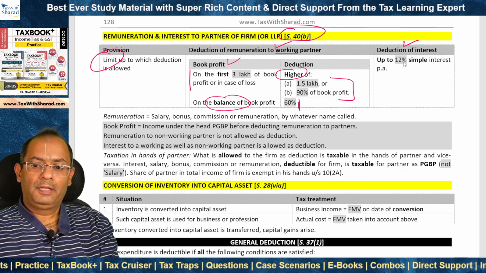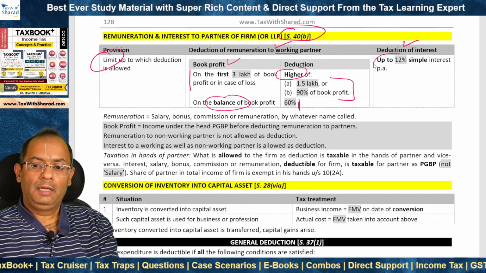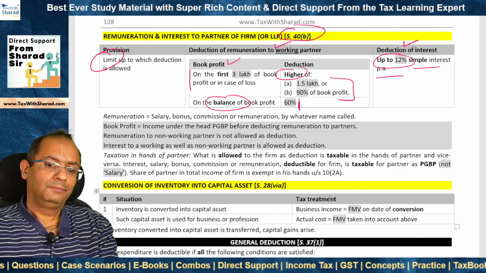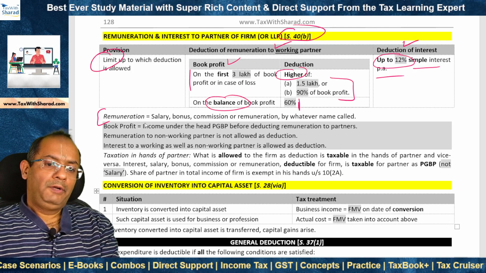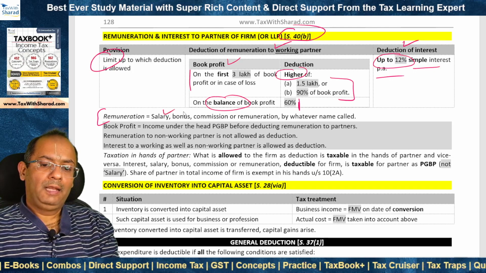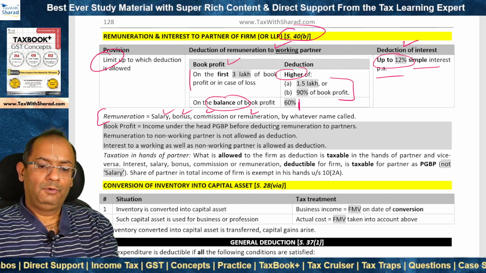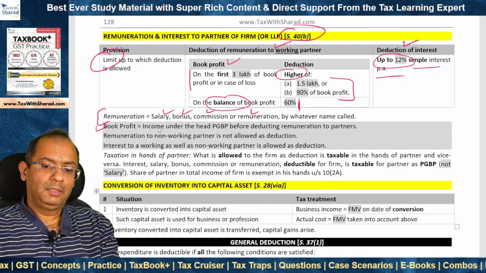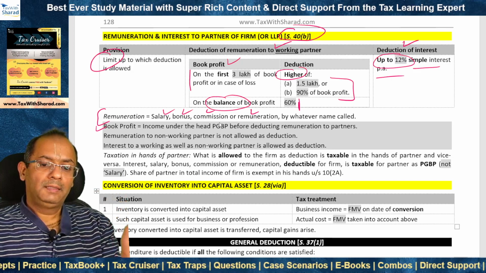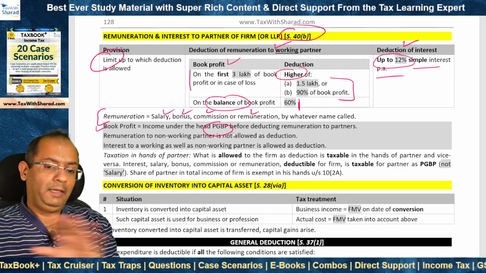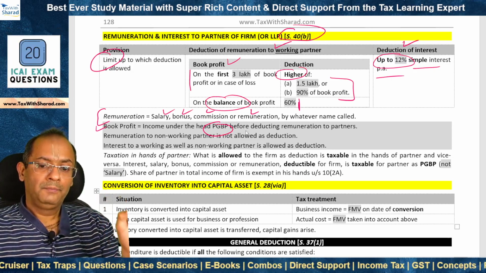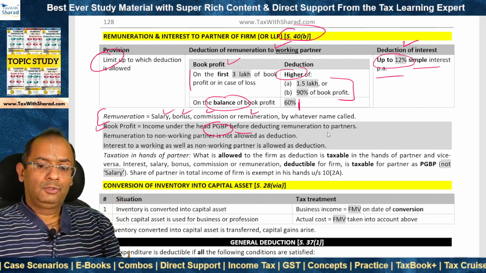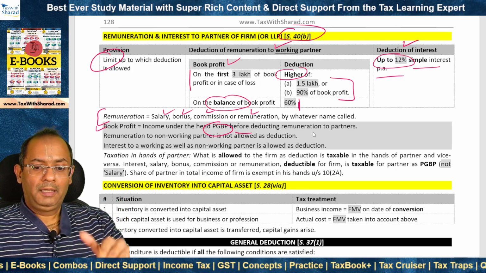As far as deduction of interest goes, deduction is allowed only up to 12% simple interest per annum. Beyond 12%, interest is disallowed. When we talk about remuneration, it means salary, bonus, commission, or remuneration by whatever name called. Book profit is an important consideration. What does this mean? It means income under the head PGBP, not under any other head. Income under the head PGBP, but before deducting remuneration to partners. So if the remuneration has been deducted, we need to add it back.